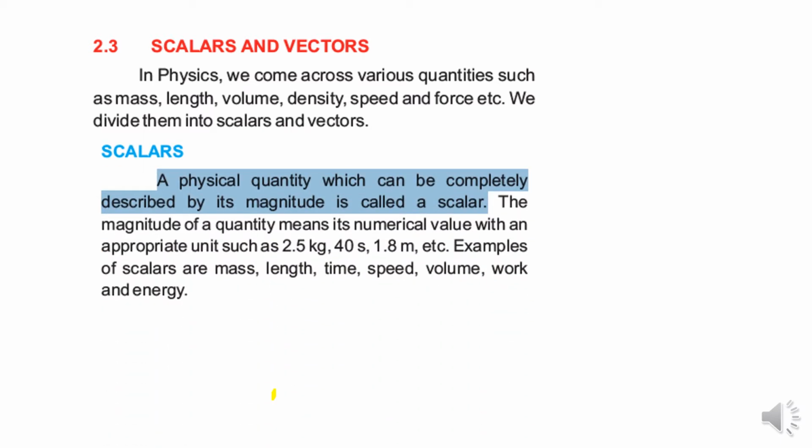Scalars are those quantities which are completely described by their magnitude only. By magnitude we mean a number with a proper unit. For example, we have a quantity mass, so it has a magnitude 2.5 kg. Similarly, for time we mean 40 seconds, and for a distance or length, 1.8 meter. The examples of scalars are mass, length, time, speed, volume, work, energy, etc.